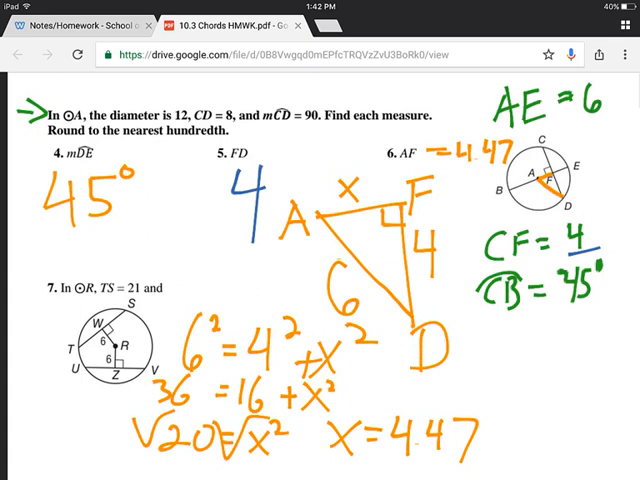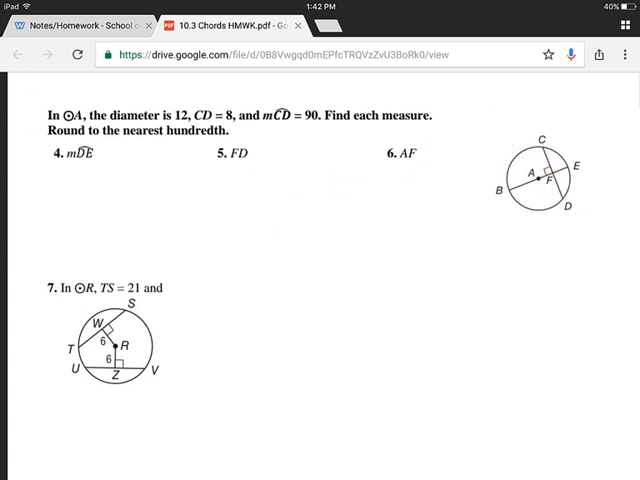Okay. Let's look at the bottom one. It just kind of cuts off. So let's finish the sentence. So in circle R, TS is 21 and UV is 21.